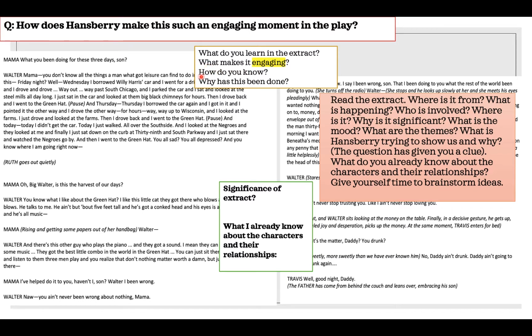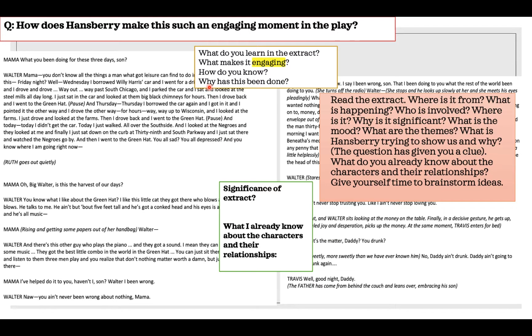Your how, again, makes reference to techniques. You can talk about dramatic devices here as well. So if you say that it's engaging because a character reacts in this way, how do you know they react in this way? Well, it would be a stage direction, and then that is a dramatic device. And then you think to yourself, why? Why has Hansberry presented a character in this way?